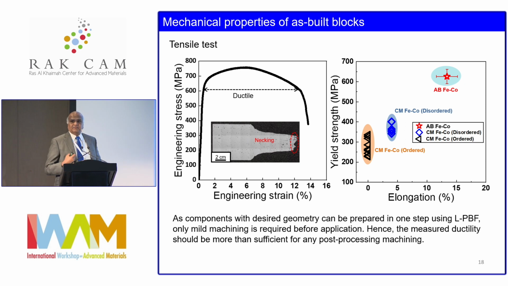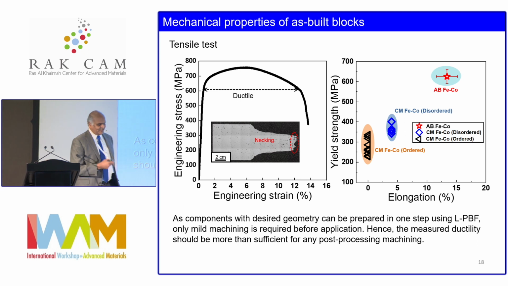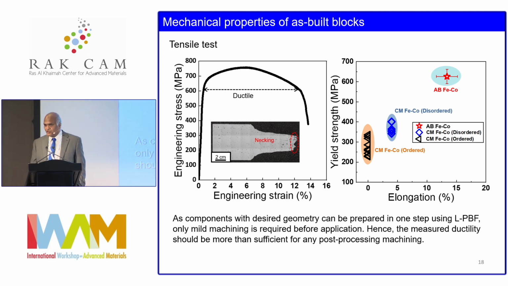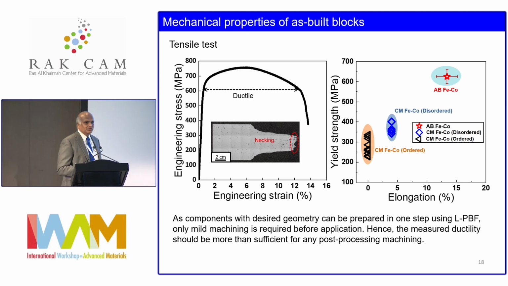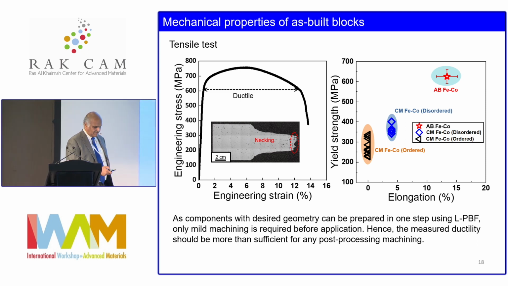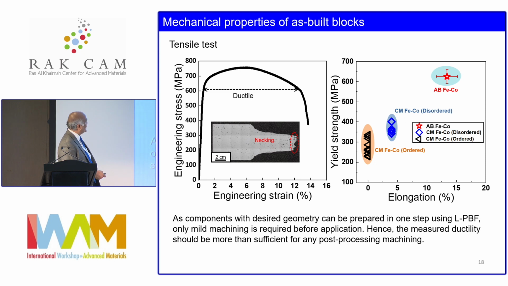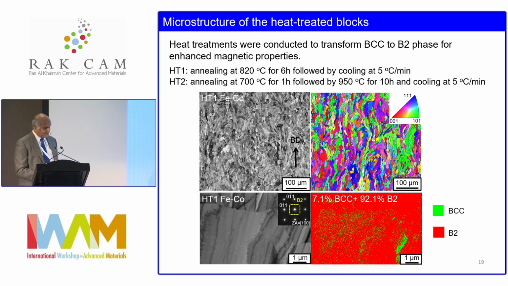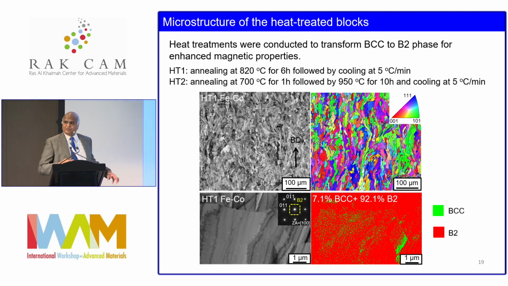But in the disordered state, not amorphous but a solid solution state, the magnetic properties are not that great. So what you have to do is get to the B2 phase, so you can do a heat treatment afterwards. And once you do heat treatment, you can see that now we got pretty much almost B2. There is still some BCC phase left, but this is how you can get the best of both worlds.